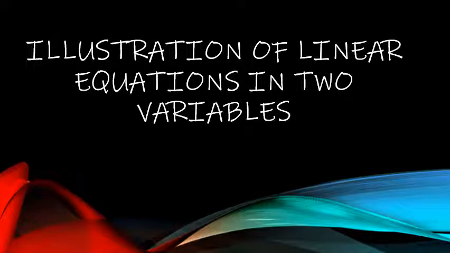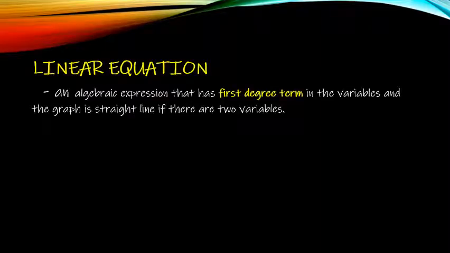Illustrations of linear equations in two variables. A linear equation is an algebraic expression that has a first degree term. We say first degree term, so the power or the exponent is 1, in the variables, and the graph is a straight line if there are two variables.